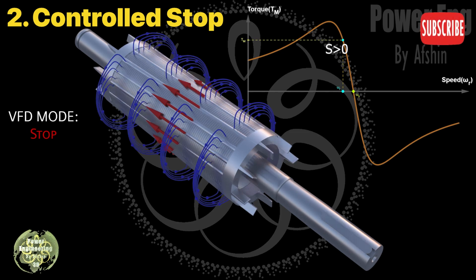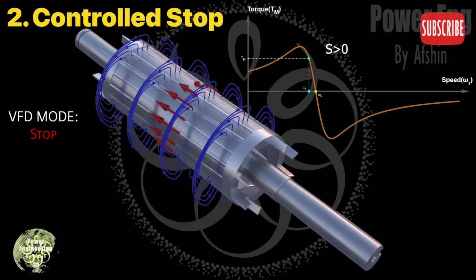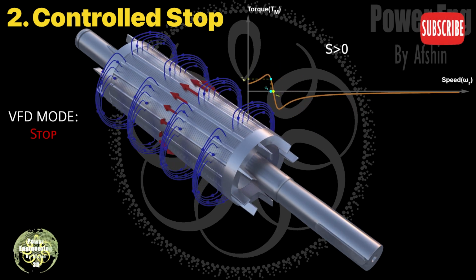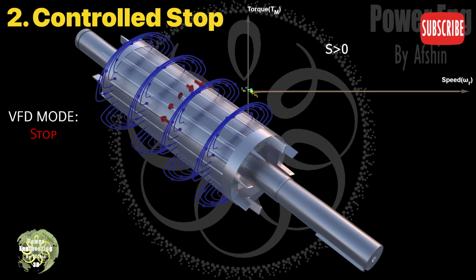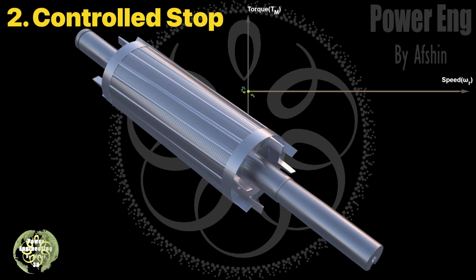If the inertia is high and the stopping time is set too short, the VFD reduces the frequency, but the rotor speed doesn't decrease accordingly. In this case, the slip becomes negative, causing the motor to enter the generating mode, which can result in overcurrent in the VFD.